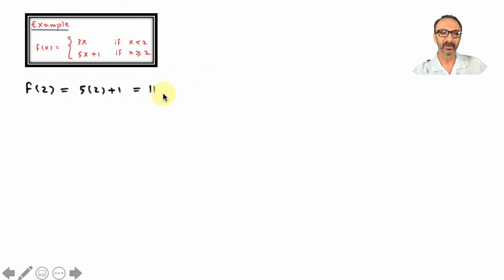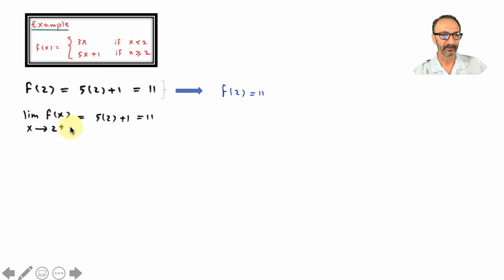First of all, f of 2 equals 11. Why is that? Well, you see the equal sign right there? I have to use this because I belong to the second piece. It's right there. Now, from the right side, that's f of 2 equals 11. From the right side of 2, I'm still there. The same piece. That's right there.